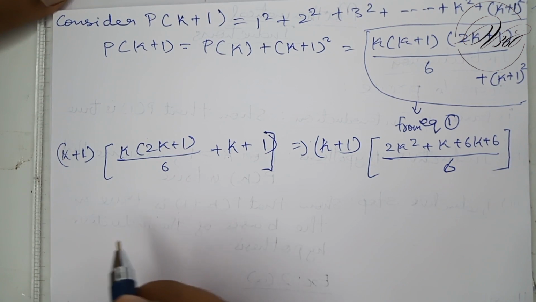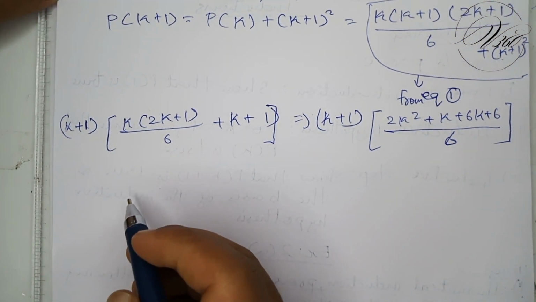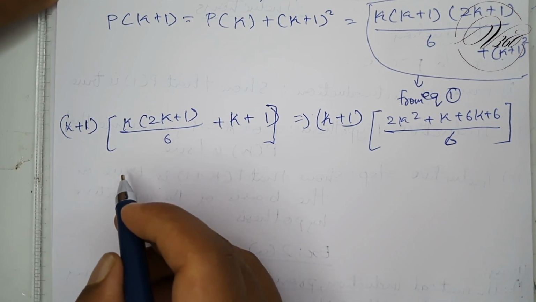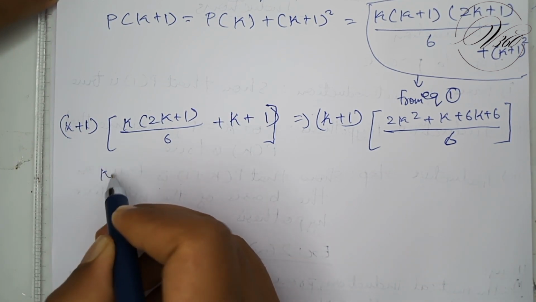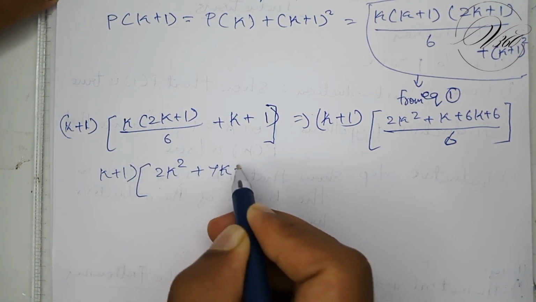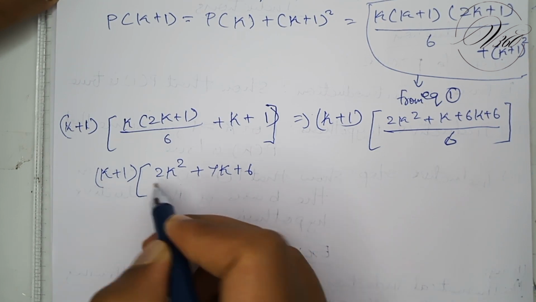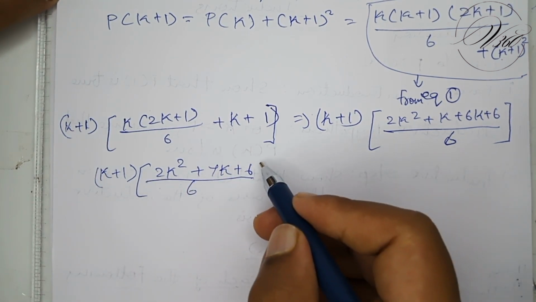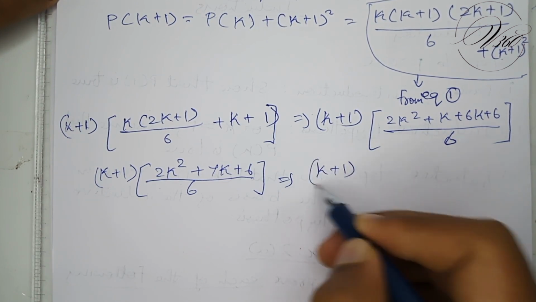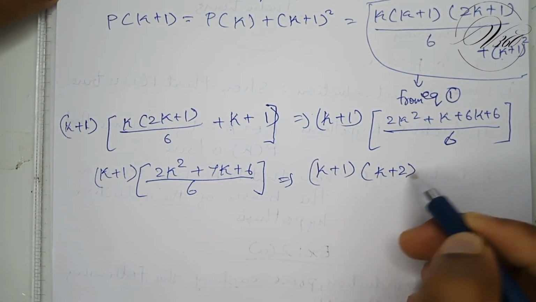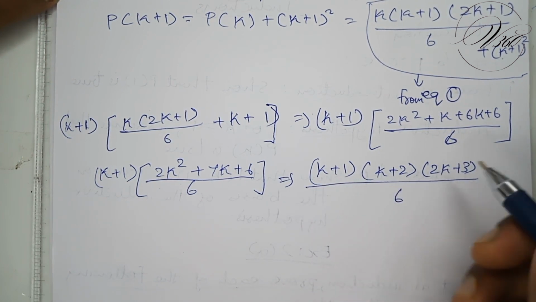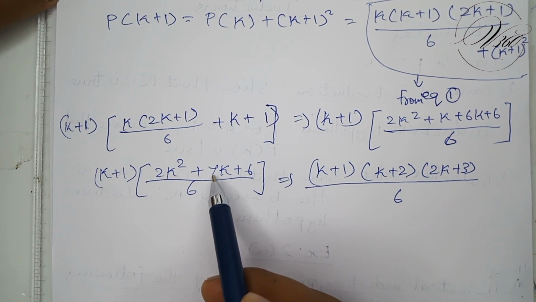Now here I will get (k plus 1) of (2k square plus 7k plus 6) by 6. Now I will get here (k plus 1)(k plus 2)(2k plus 3) by 6. Here this is a quadratic expression, no? So we should factorize this part.